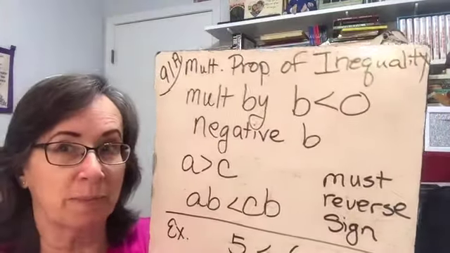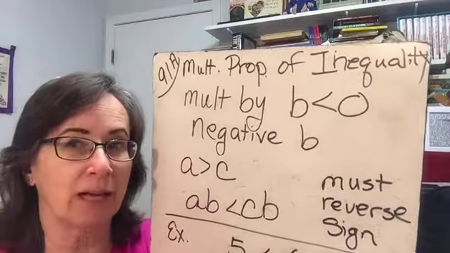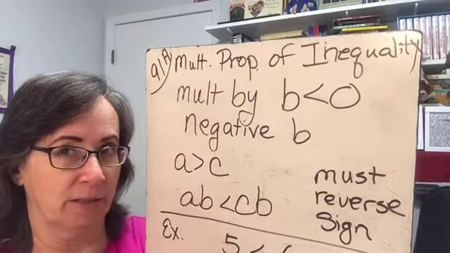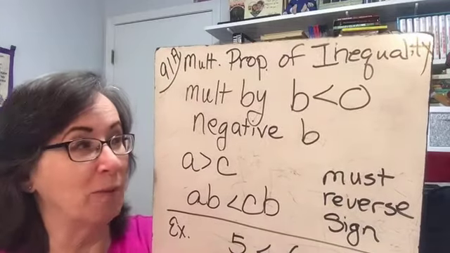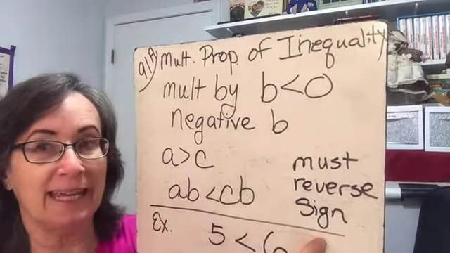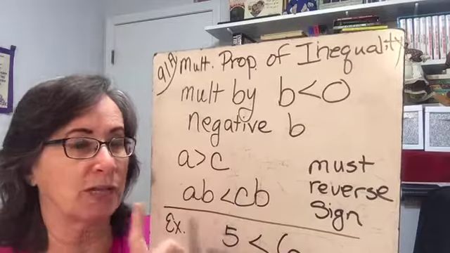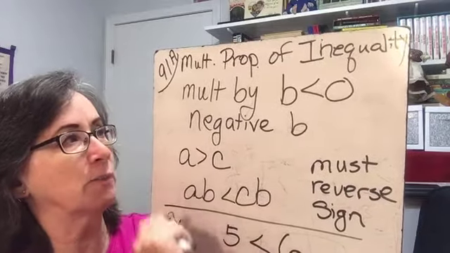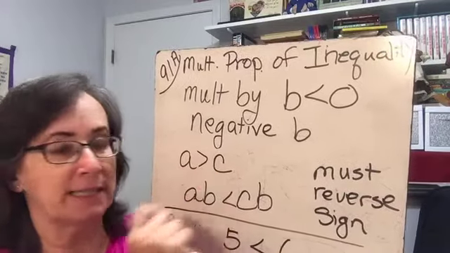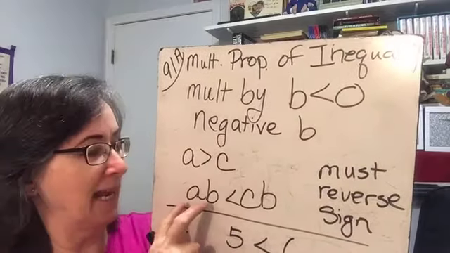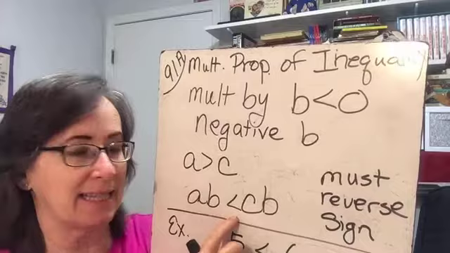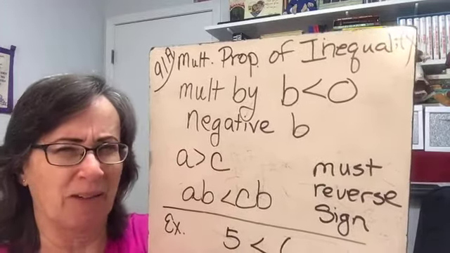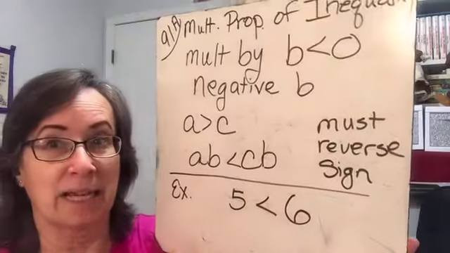Now here's the rub. If we multiply both sides of an inequality by a negative number, everything goes sour. We must flip the inequality sign in order to keep truth. So here's what I'm saying. If A is greater than C, then AB, when B is a negative number, must be less than CB. You say, what? Let's take an example, okay?